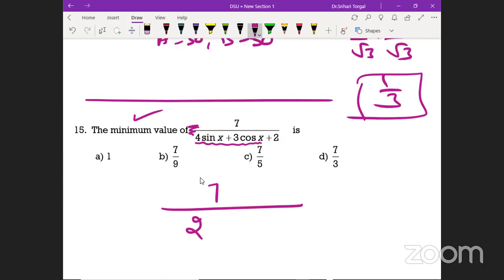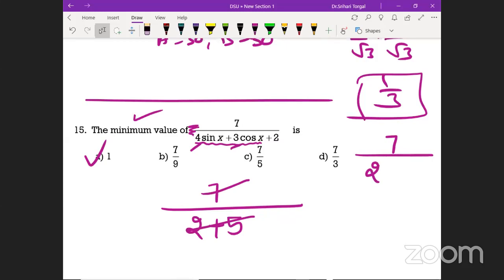What is the maximum value of the denominator? That is 5. 3 and 4 are there. It is 5, correct? 7, 7 get cancelled. 1 is the answer. You take this 7 as it is and 2 is also as it is. You have to concentrate on this. To get the minimum value, you have to put the maximum value in the denominator. That we know. Whenever you have cos and sine, 3, 4 is there, you have to write 5, which is the maximum value.